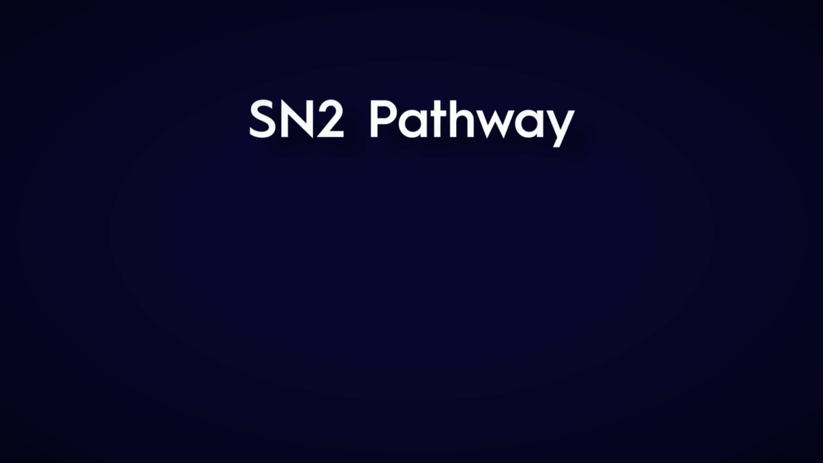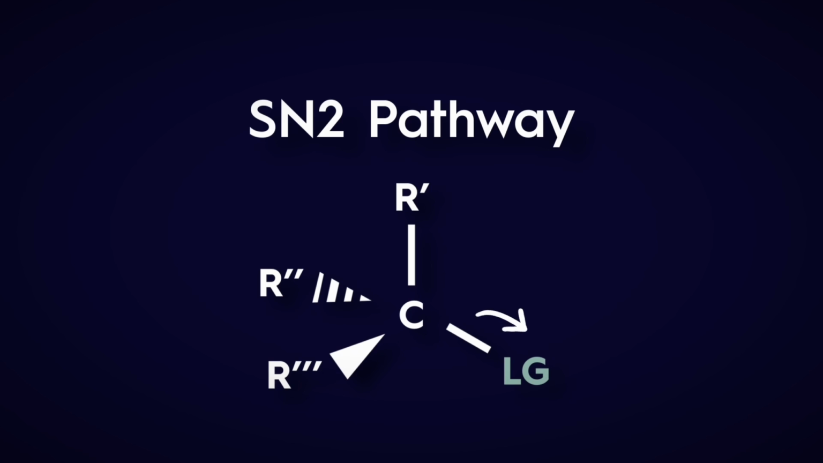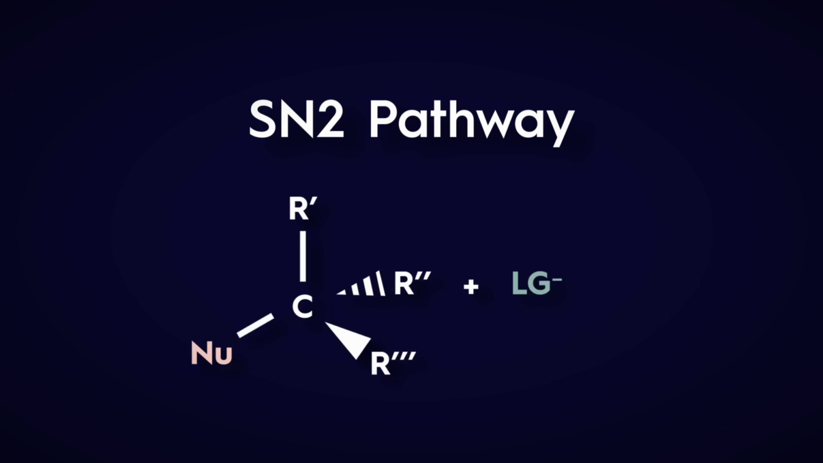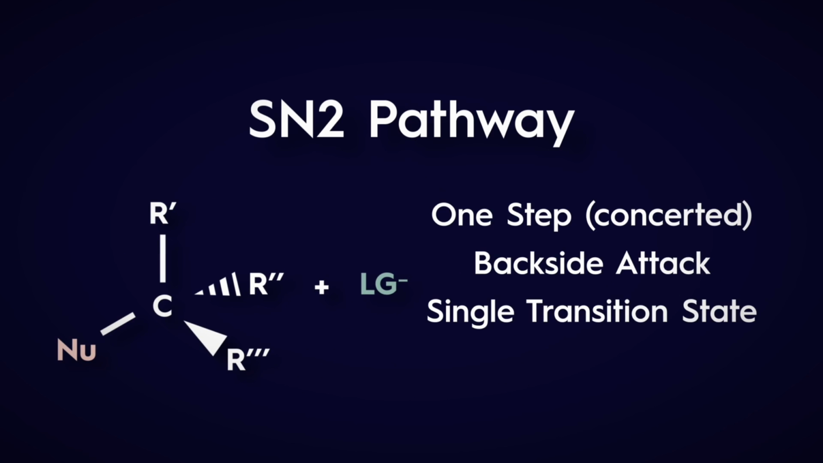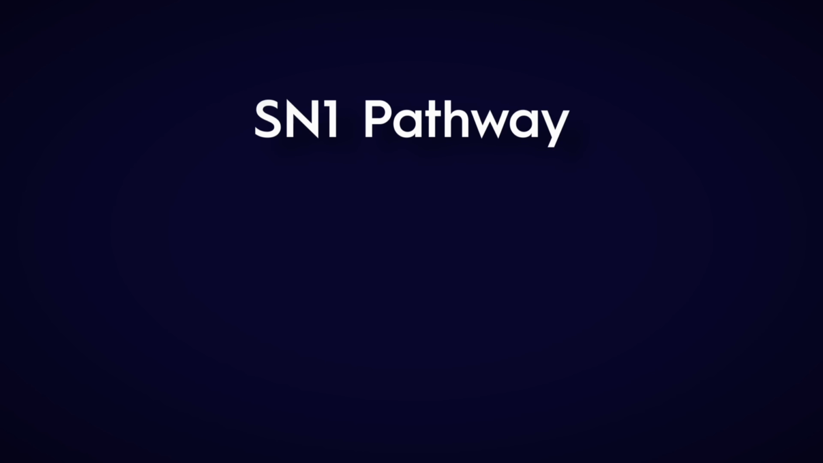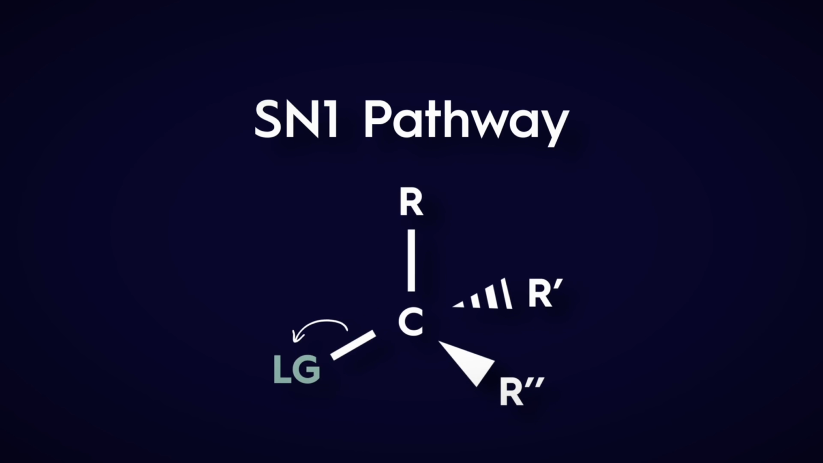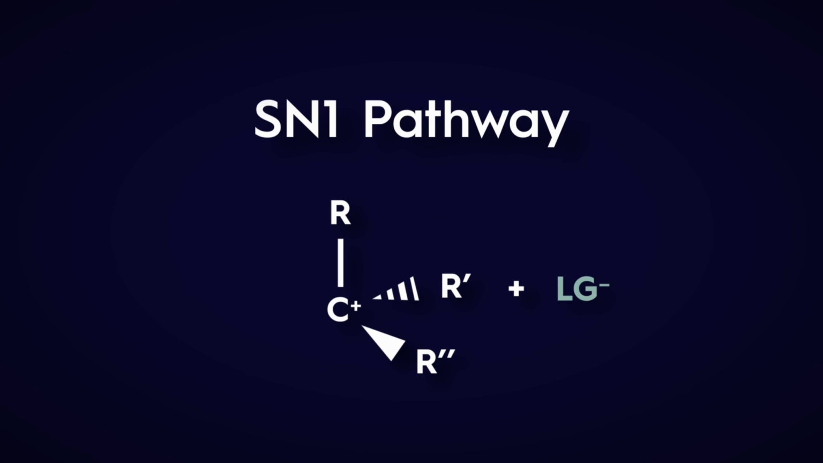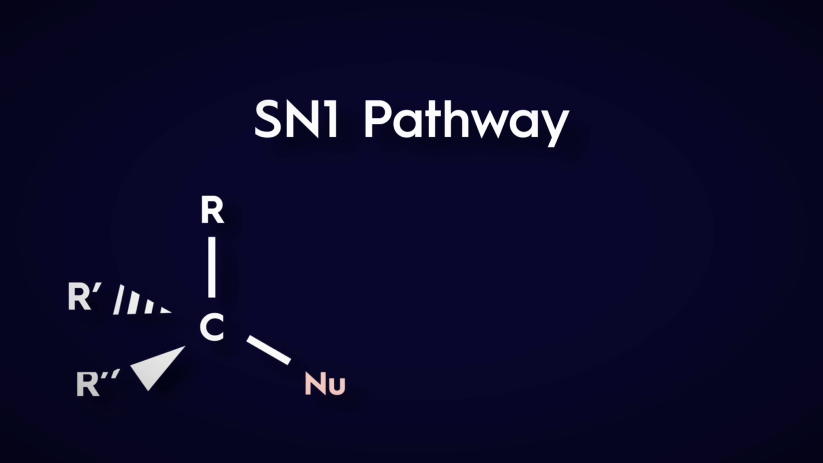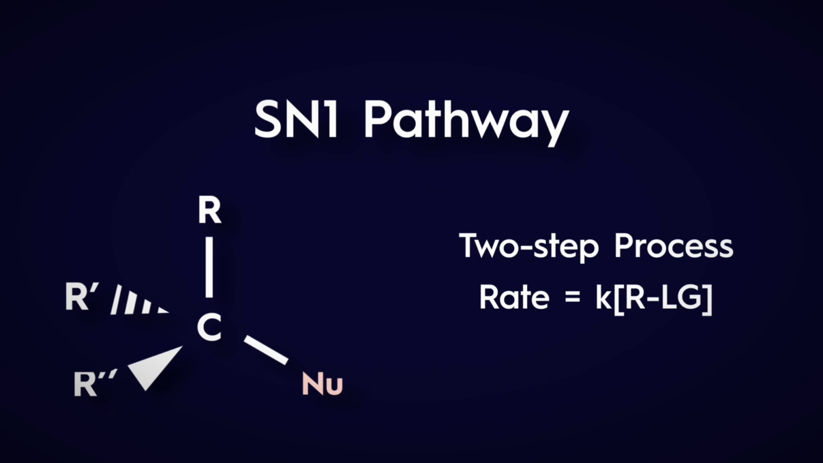In the SN2 pathway, the process is concerted. It happens in one step with a backside attack and a single transition state. So the rate depends on both the nucleophile and the substrate. By contrast, in the SN1 pathway, the process is stepwise. The leaving group departs first to form a carbocation, and only then does the nucleophile attack. As a result, the rate depends only on the substrate. Same overall substitution, but with very different timing.